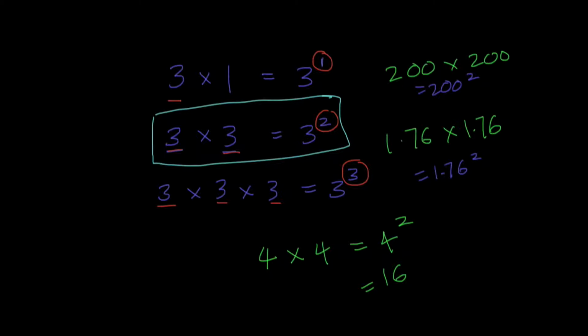You can even square a fraction if you want. I can say 3 over 4 squared. So that would just be 3 over 4 times 3 over 4. And using the multiplication of fractions, we know that this is 9 over 16. So it can be anything. It doesn't have to be a whole number.